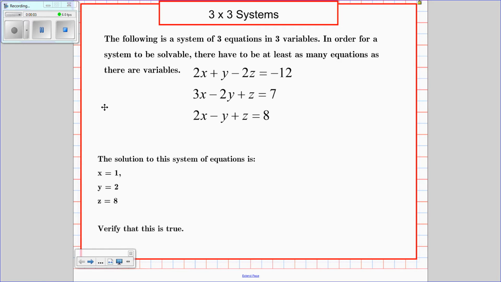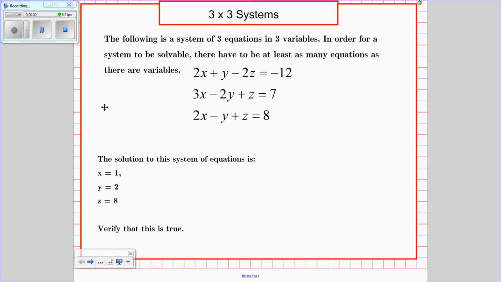Hi everybody, this is a video on solving 3x3 systems of equations. The following is a system of 3 equations and 3 variables. In order for a system to be solvable, there have to be at least as many equations as there are variables. The 3 variables we traditionally use are x, y, and z. So since I have x, y, and z, I must have 3 different equations.